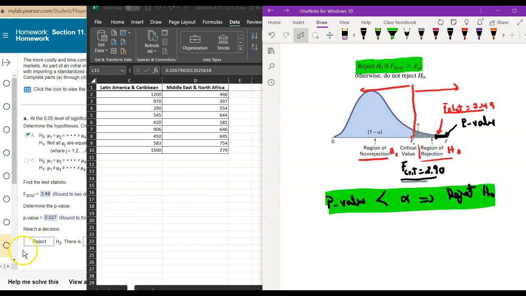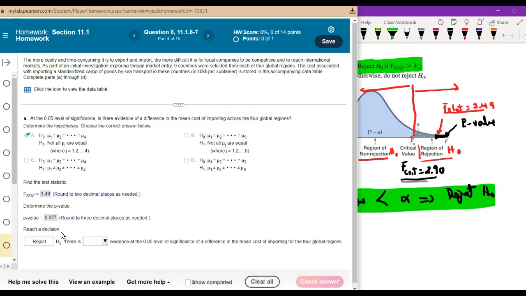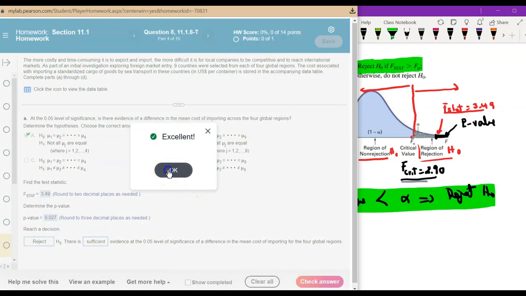Okay, so we are rejecting. Every time you reject, you have enough evidence. So I am rejecting, or I have sufficient evidence at the level of 0.05. Reject means sufficient evidence, and do not reject means insufficient evidence. I hope this is clear.